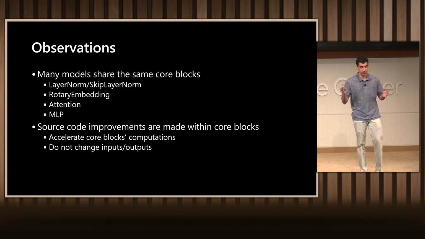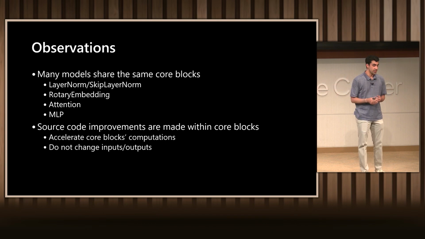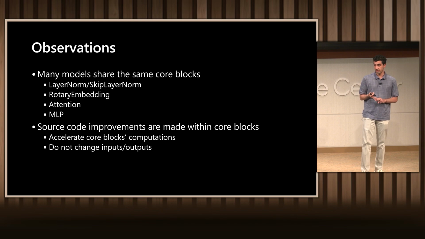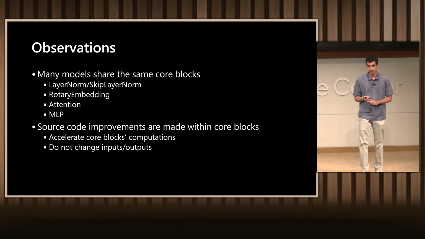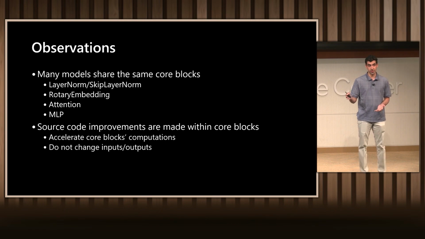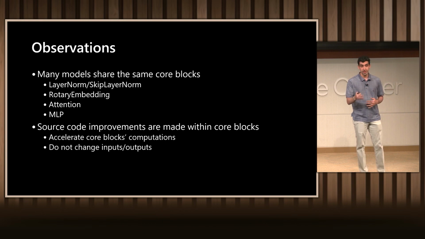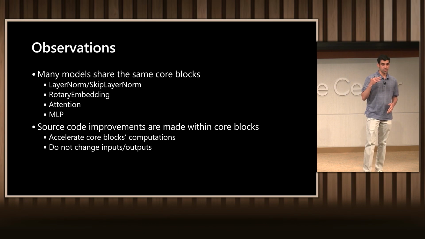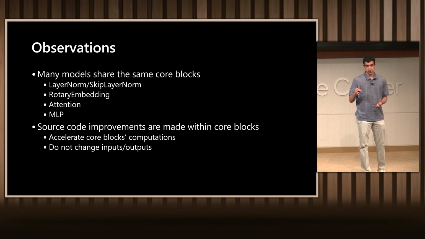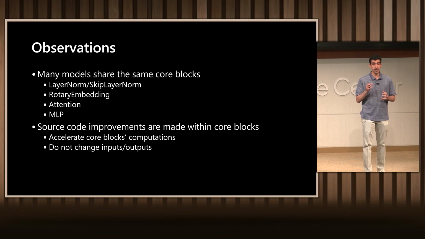And what we notice across a lot of these models is that they share a lot of the same core blocks. So once we've done this entire pipeline, and we get the final optimized and quantized ONNX model, we'll see it has a layer norm or a skip layer norm. It has a rotary embedding. It has an attention op, and it has some sort of MLP structure. And more often than not, if we take a PyTorch model and we export it to ONNX, whether that PyTorch model was using an optimized implementation of attention or if it was using eager attention, let's say, source code improvements that are made in the original modeling code are usually made within those core blocks and don't affect the inputs and the outputs to that actual core block.